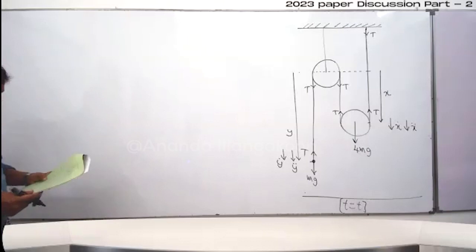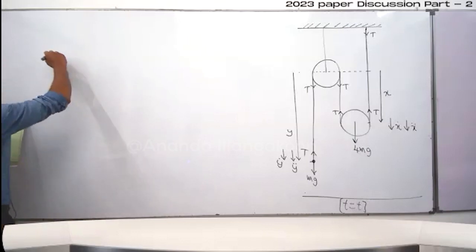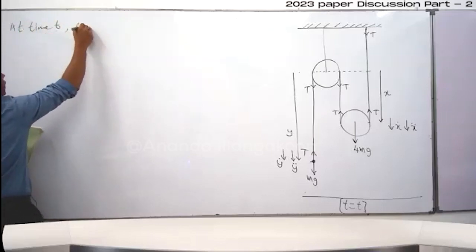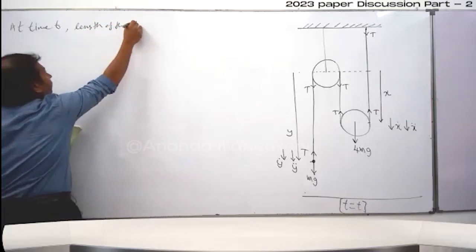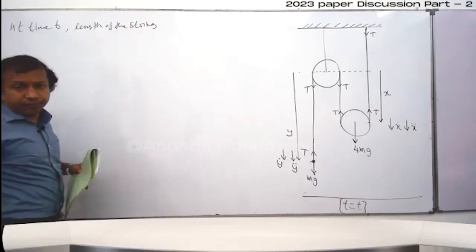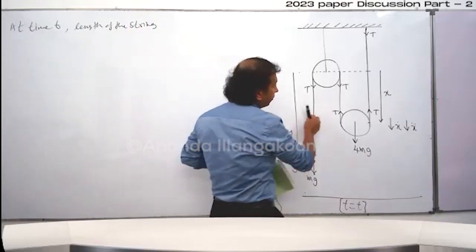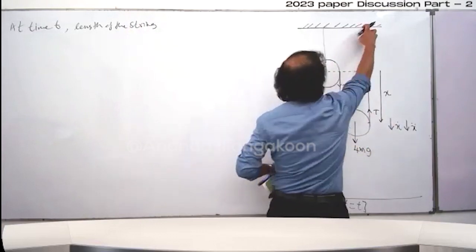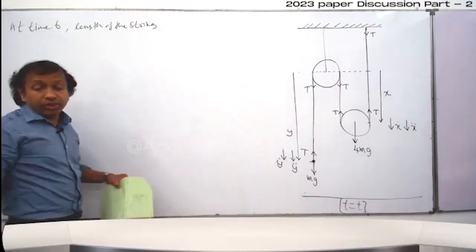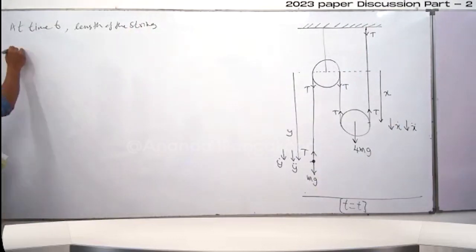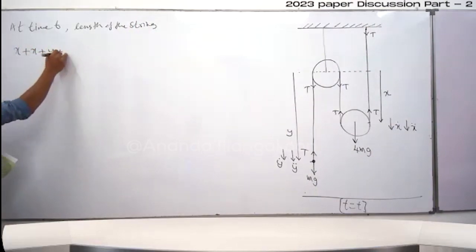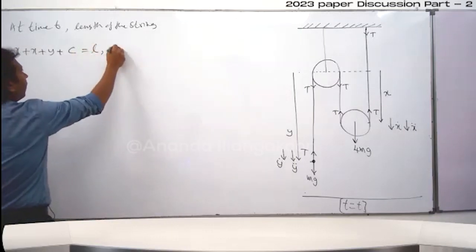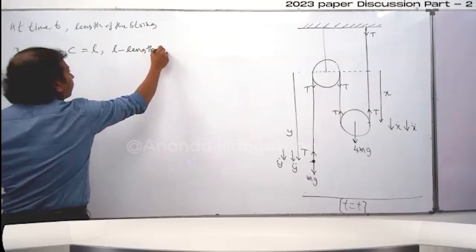Then we can write, at time t, the length of the string. How can you write the length of the string? Here y, right? If this is x, this is also x. This portion is a constant, this portion is a constant, this portion is a constant. Three constants together give a single constant, people. Then I can write 2x plus y plus all the constants together give a single constant c, and that is equal to L. What is L? The length of the string.